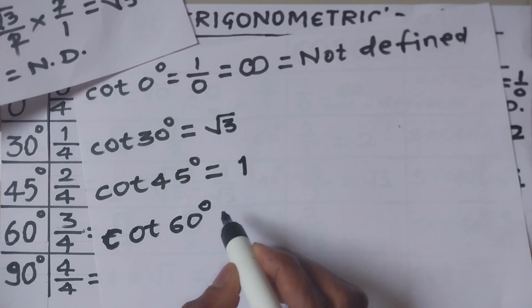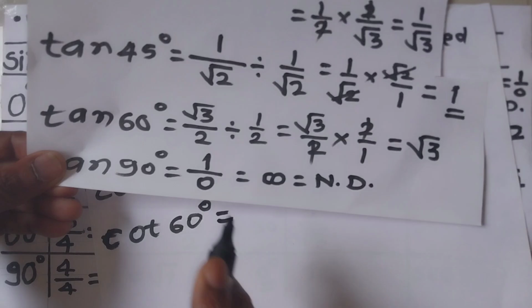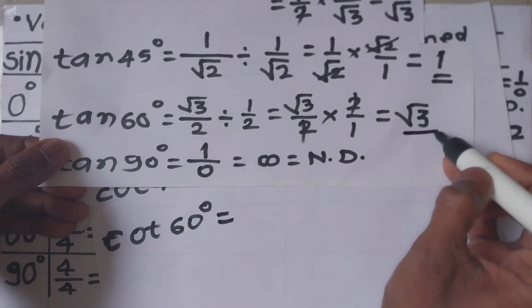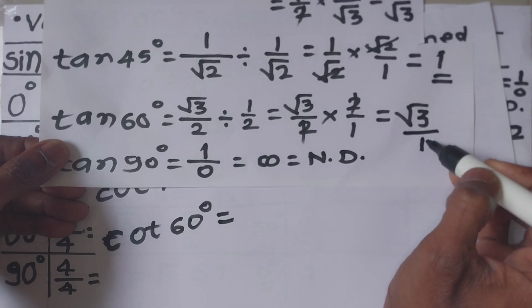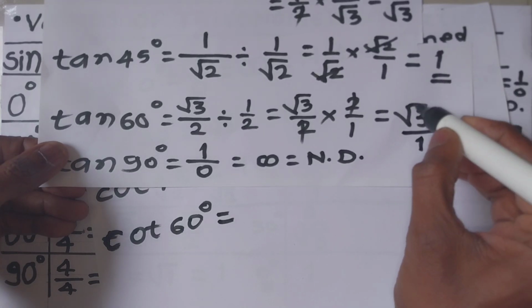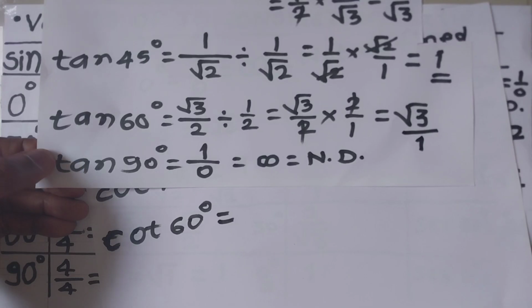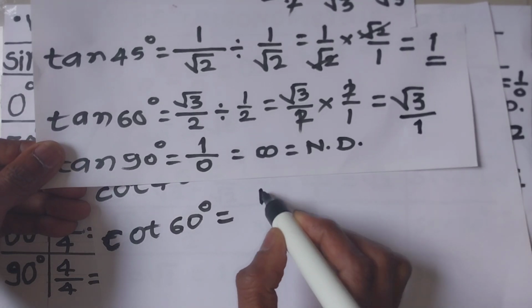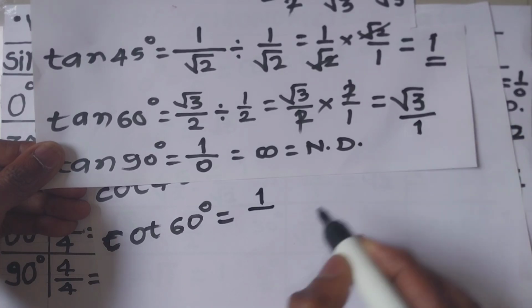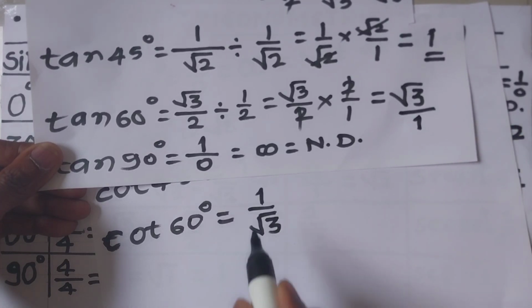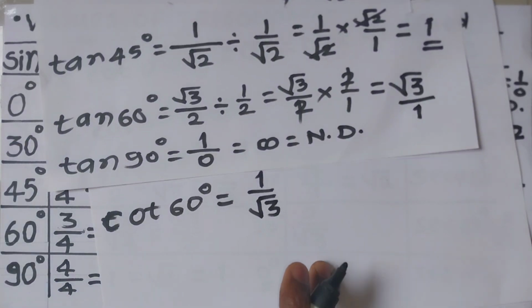Then we find out cot 60 degree. Cot 60 degree is the multiplicative inverse of tan 60 degree. Now tan 60 degree is root 3. We write upon 1 here because we want to take the multiplicative inverse of this. Therefore the denominator becomes the numerator and the numerator becomes the denominator. Therefore this is the value of cot 60 degree.